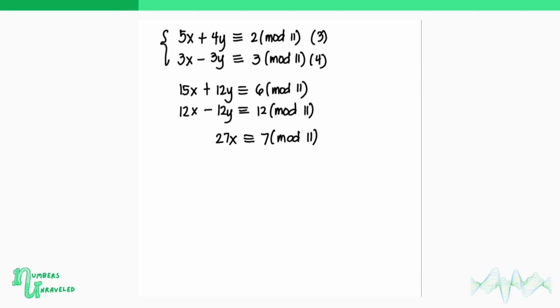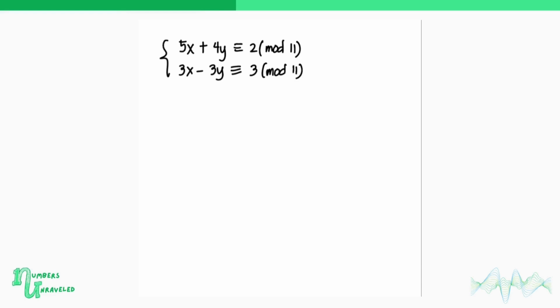Now, we can consider a number multiplied by the coefficient of x, which is 27, such that the product when divided by the modulus, which is 11, yields a remainder of 1. It is possible that 9 works, and 9 multiplied by 27 will result in 243, and taking modulo 11 will result in 1x or just x. The 9 that we multiplied to 27x will likewise be multiplied to 7, and it will give us 63. We will take modulo 11 here also, which will give us 8. Therefore, x ≡ 8 (mod 11).